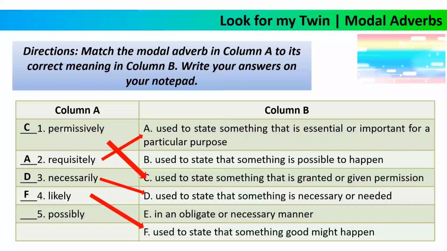And for number 5, possibly. The perfect match can be found on letter B. Possibly is used to state that something is possible to happen. How's your scores? Perfect? Then you did a great job.